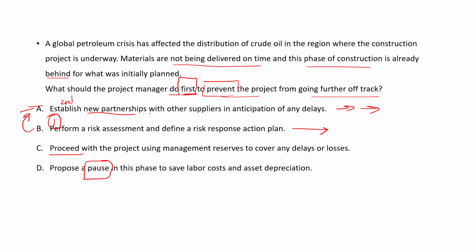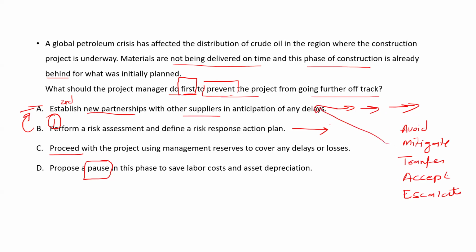So if you are going to establish the new partnership with other suppliers in anticipation of any delays, then what type of action are you thinking you will do? Is it avoid? Is it mitigate? Or is it transfer? Or is it accept? Or is it escalate? Which type of risk response is it? Filza and Rakesh, yes, that's correct. This is called mitigate, that you will try to mitigate the situation.